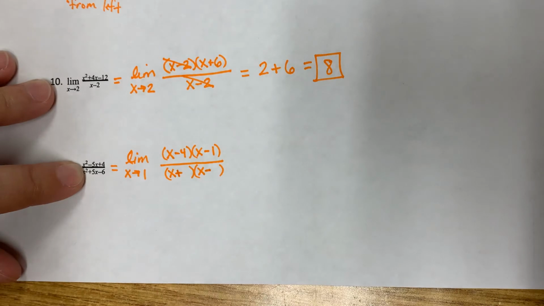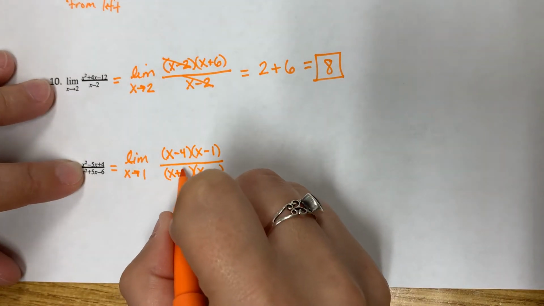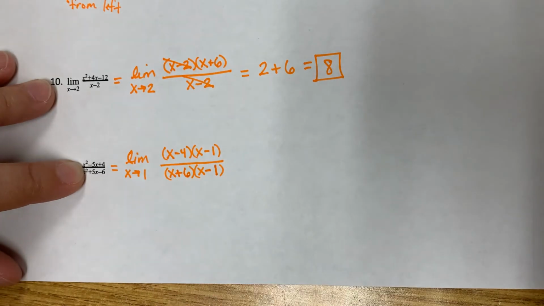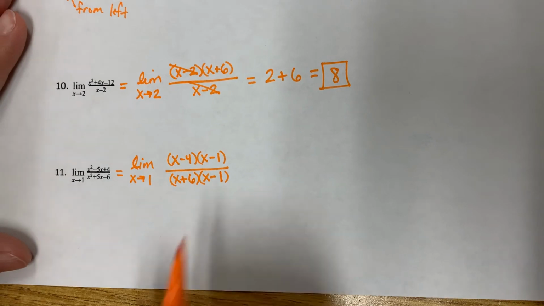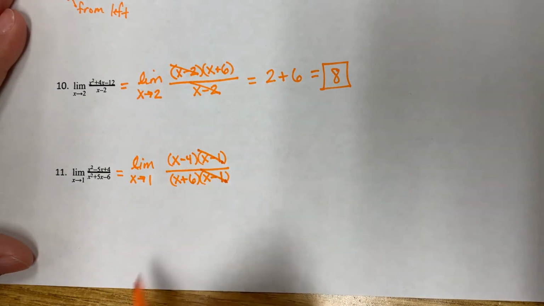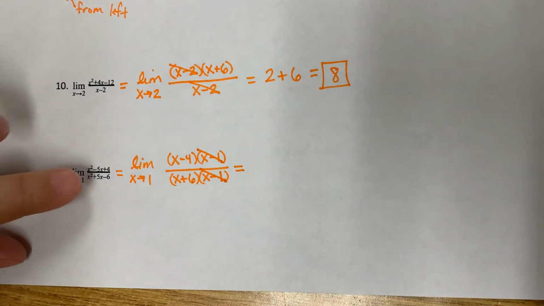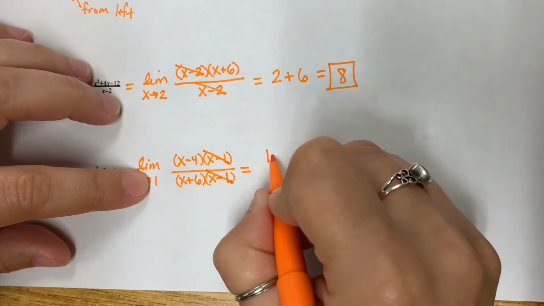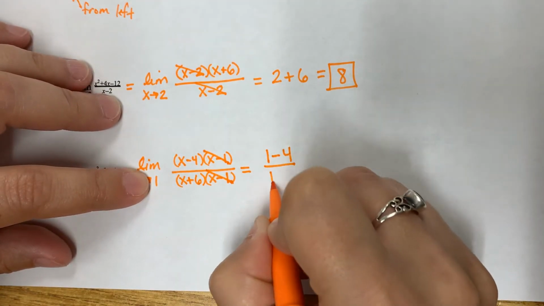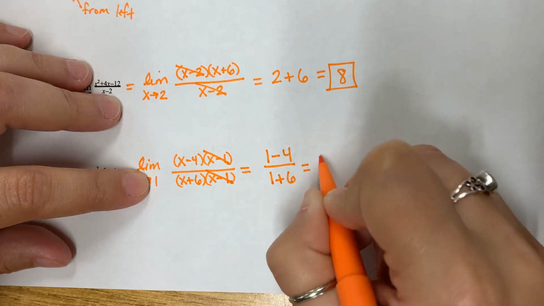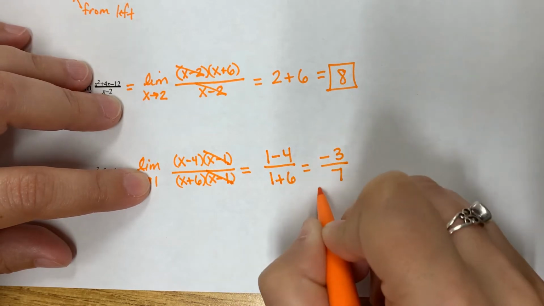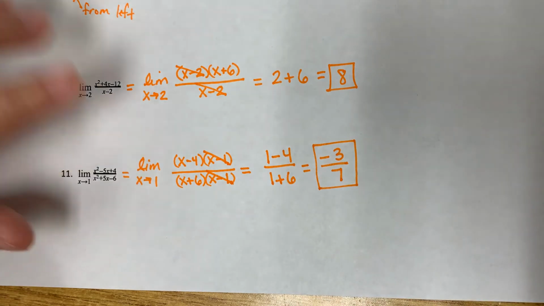So if I do that, then factors that would give me 5 would have to be a positive 6 minus a 1. So be careful on that one, because 2 and 3 would give me 5, but not if my signs are incorrect. So that's not okay. So this will cancel. So now I'm going to go ahead and substitute this in. So this would give me 1 minus 4 over 1 plus 6, which is negative 3 over 7. I would just stop right there.